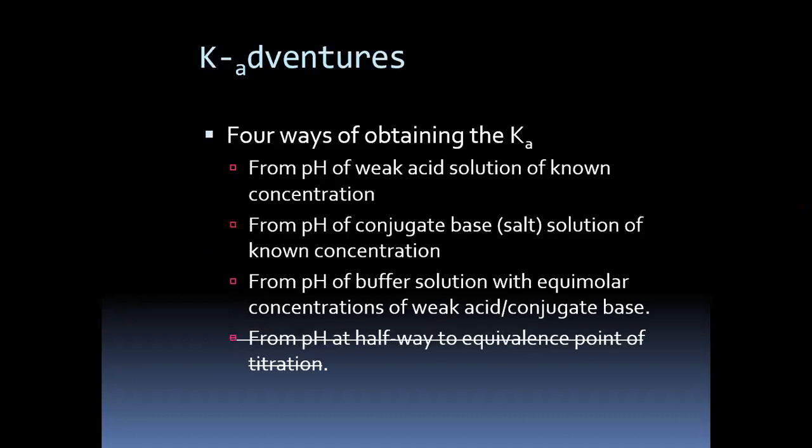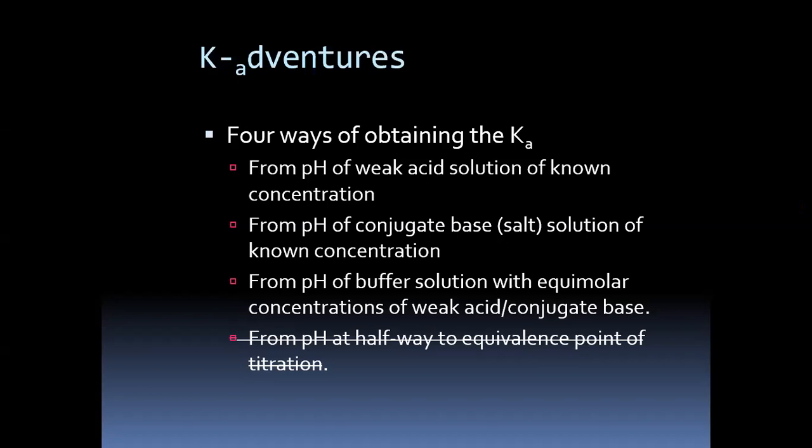All right. We discussed 4 ways of obtaining the Ka of a weak acid. These are Ka adventures, right? Sorry about that. Couldn't resist the pun. So the standard way, which we did in class and also in our exercise in lab last week: you take a weak acid solution of known concentration, and from the pH and an ice table, you can find the Ka. You can also have a solution of the conjugate base, in other words, the salt, and from there you can calculate the hydroxide ion concentration, from where you get the Kb, from where you can calculate Ka.